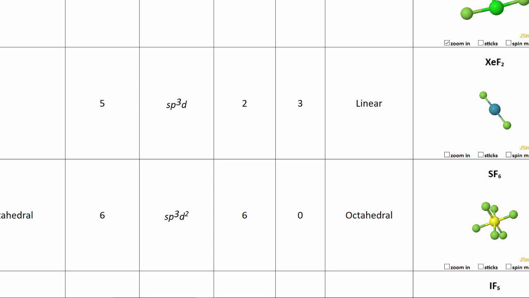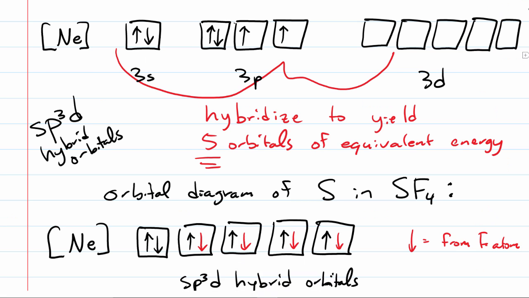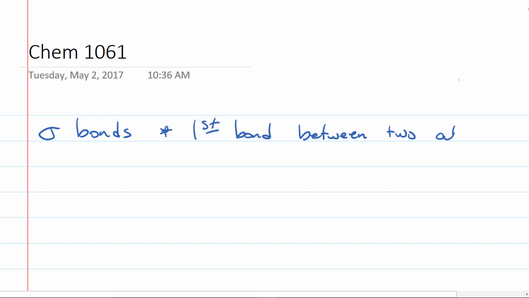All right, then the very last thing we're going to look at today is what we call pi bonds and sigma bonds. Sigma bonds we'll look at first, then pi bonds. All right, here's what a sigma bond is. A sigma bond represents the first bond between 2 atoms. And we say that the overlap is along the axis.